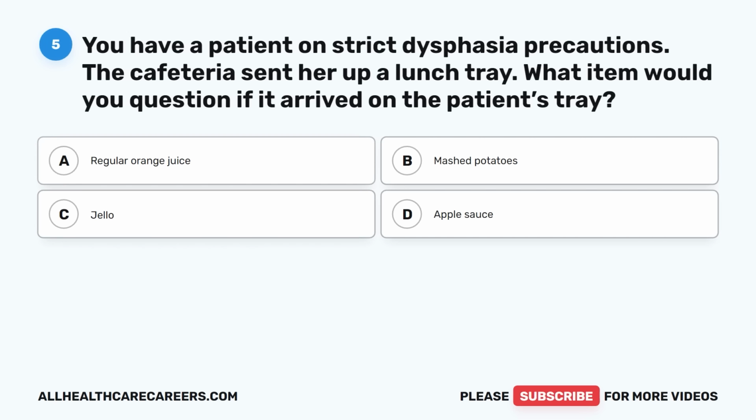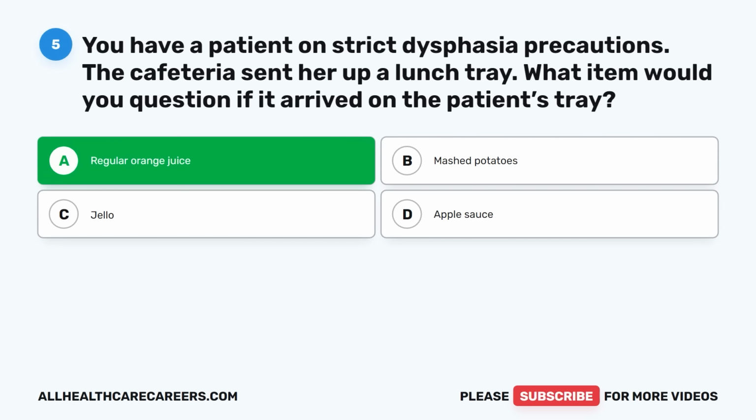Question 5. You have a patient on strict dysphagia precautions. The cafeteria sent her up a lunch tray. What item would you question if it arrived on the patient's tray? A. Regular orange juice. B. Mashed potatoes. C. Jell-O. D. Applesauce. The correct answer is A.